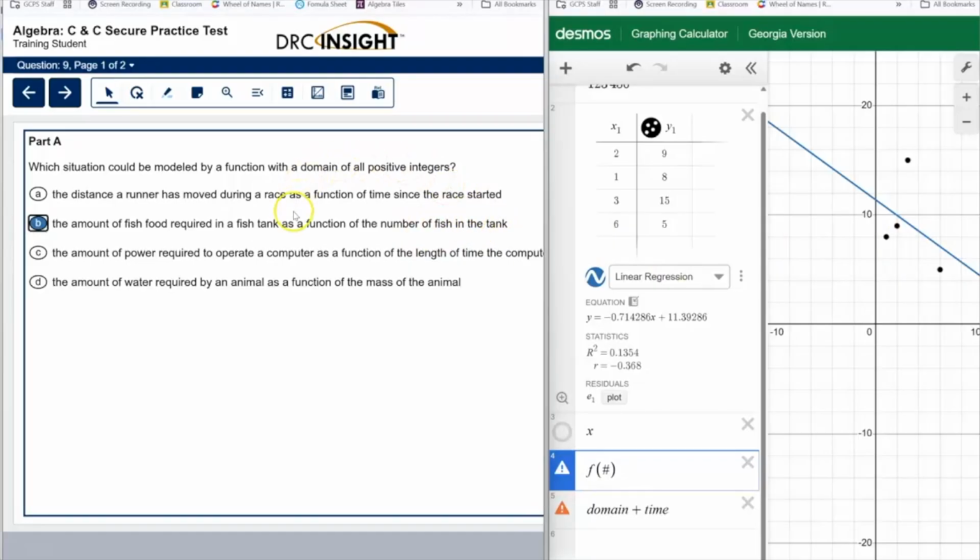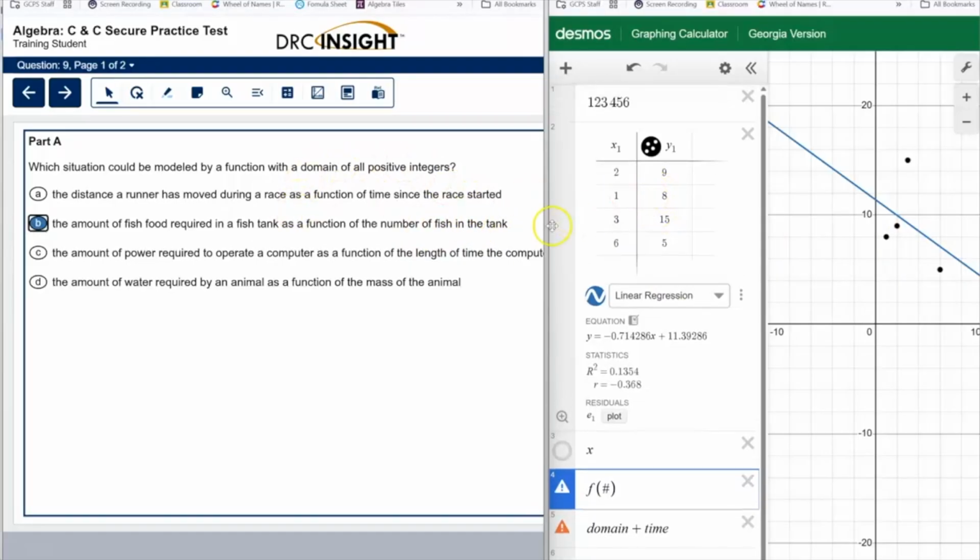Now let me look at it on the other side, because maybe it's negative integers. Can I have -1 fish? No. Okay, so this one is positive integers. But I'm going to go through the rest to make sure that we're right. The amount of power required to operate a computer as a function of time. This is the same thing again. Function of time, I can have decimals, which means 1.1, not just 1, 2, 3, 4. So that's not it.